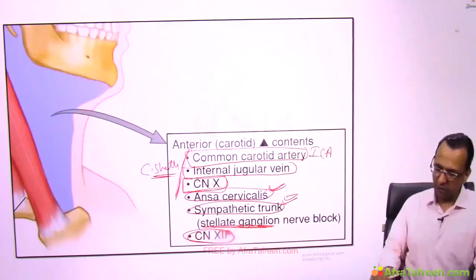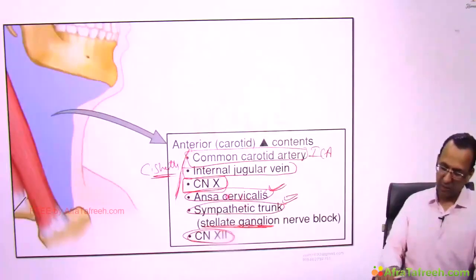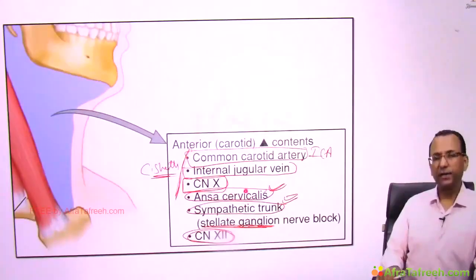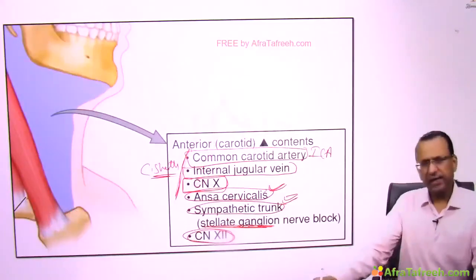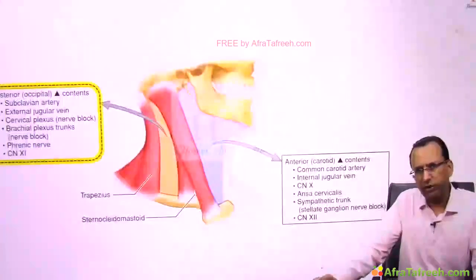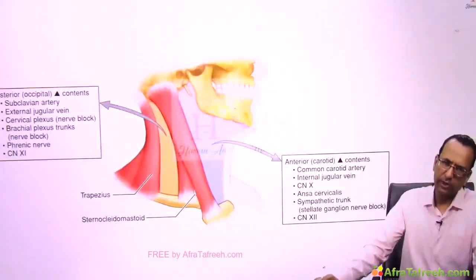Yes, and you block the stellate ganglion here. Behind the carotid sheath. And what is embedded anteriorly? Ansa cervicalis. And what is inside the carotid sheath? Artery, vein, and nerve. Can I discuss what is in the posterior triangle, occipital triangle? If you want to discuss what is in the posterior triangle, occipital triangle, let us magnify and see.